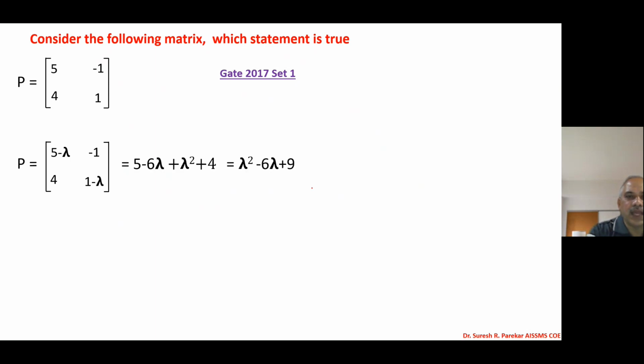Then consider the following statement: which statement is true? Now we have the matrix 5, minus 1, 4, 1, and the characteristic equation is 5 minus lambda, minus 1, 4, 1 minus lambda, and we have calculated it as lambda square minus 6 lambda plus 9. So it is lambda square minus 6 lambda plus 9 equal to 0, and you can see we have this as (lambda minus 3) whole square equal to 0. From this we will get lambda minus 3 equal to 0 and lambda minus 3 equal to 0, and therefore we have lambda equal to 3 from both cases.